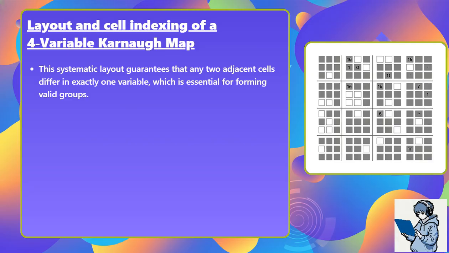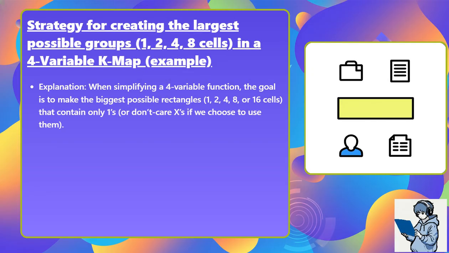This systematic layout guarantees that any two adjacent cells differ in exactly one variable, which is essential for forming valid groups. When simplifying a four-variable function, the goal is to make the biggest possible rectangles, 1, 2, 4, 8, or 16 cells, that contain only ones or don't care X's if we choose to use them. Bigger groups give fewer literals in the resulting product term.